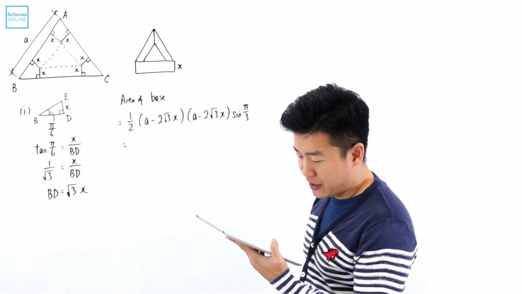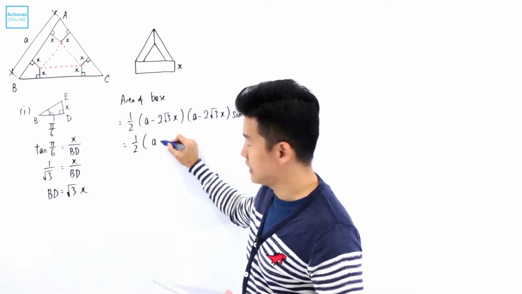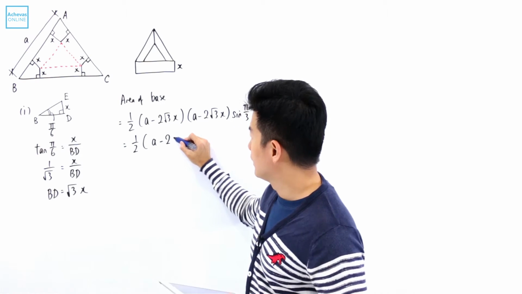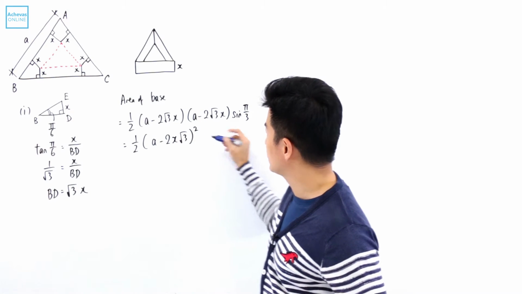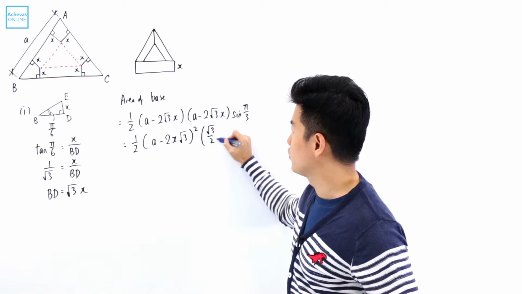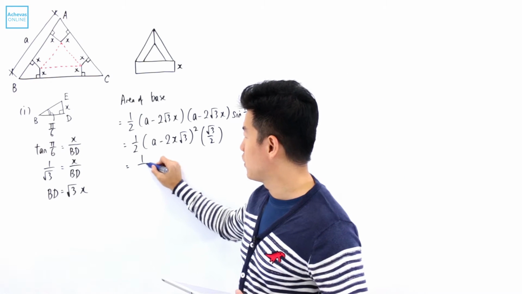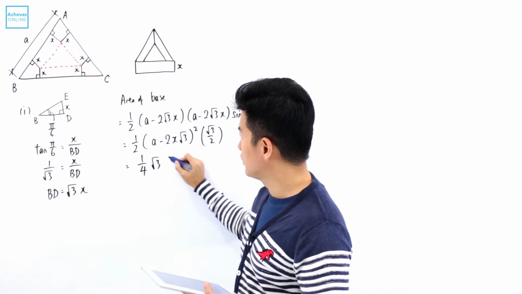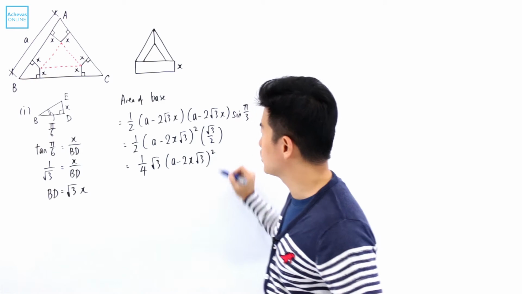If I were to simplify this, this is 1 over 2. What I have here is a minus, let me follow the notation according to the question, so it is 2x square root of 3. This times this, so it is this squared. And sine pi over 3 is square root of 3 over 2. So what I have now is going to be 1 over 2 times 1 over 2, 1 over 4 square root of 3 times (a minus 2x square root of 3) squared.